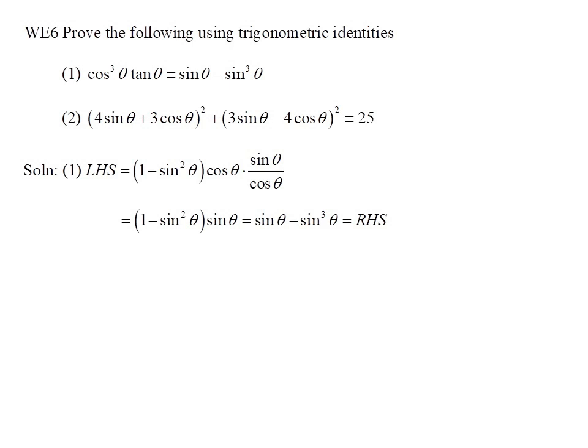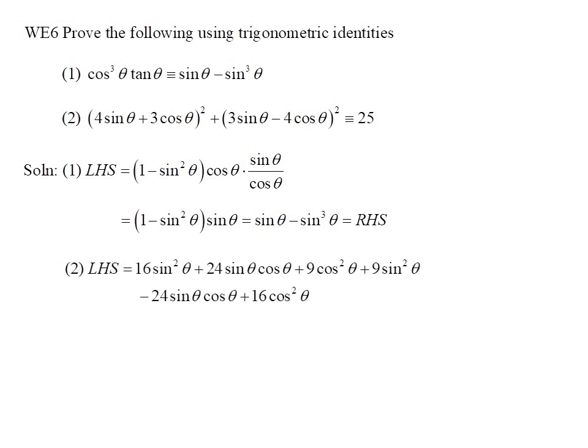the statement. As for the second relation, we expand the two complete squares on the left-hand side of the statement, and then we find both of the middle terms of the complete squares cancel each other. So it equals 25 sine squared theta plus 25 cosine squared theta, which equals 25 as required.